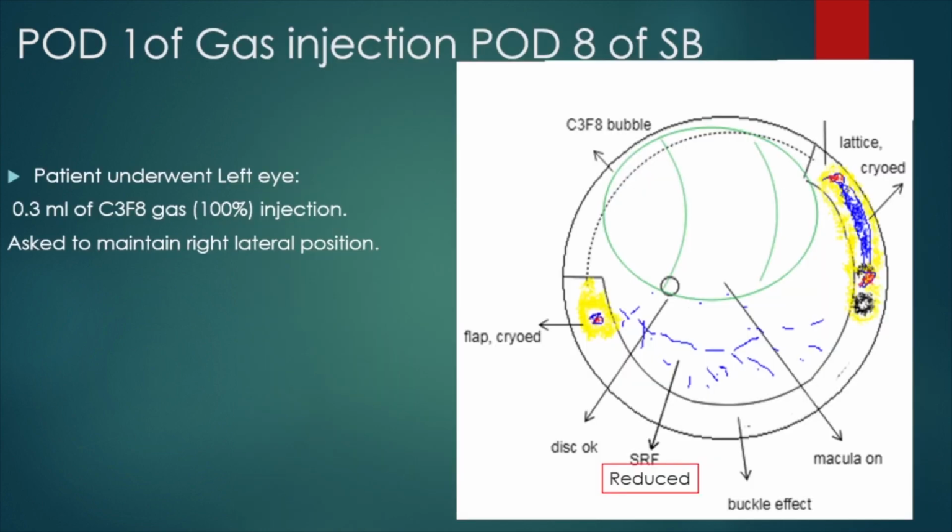The patient underwent a 0.3 ml injection of 100% C3F8 gas and was asked to maintain the right lateral position. On post-operative day 1 of the gas injection, we see that the subretinal fluid height is reduced. Now the patient is being followed up and will come after 6 weeks for the checkup.